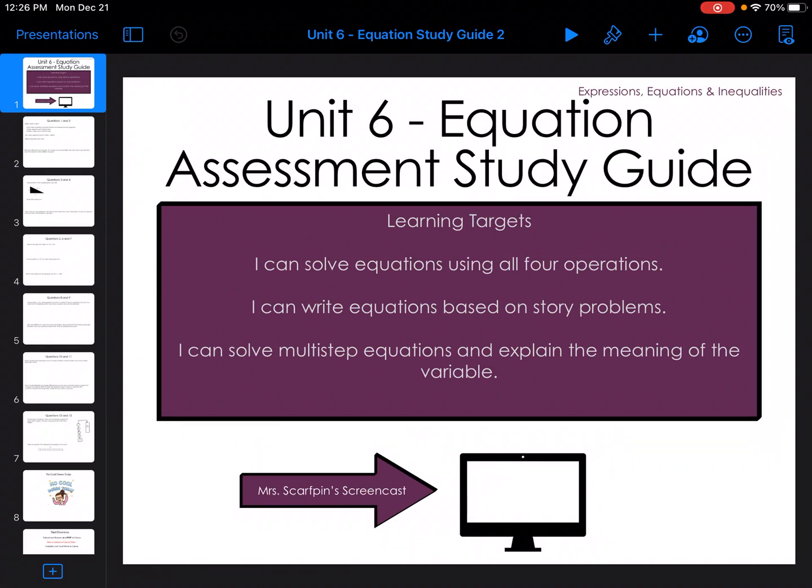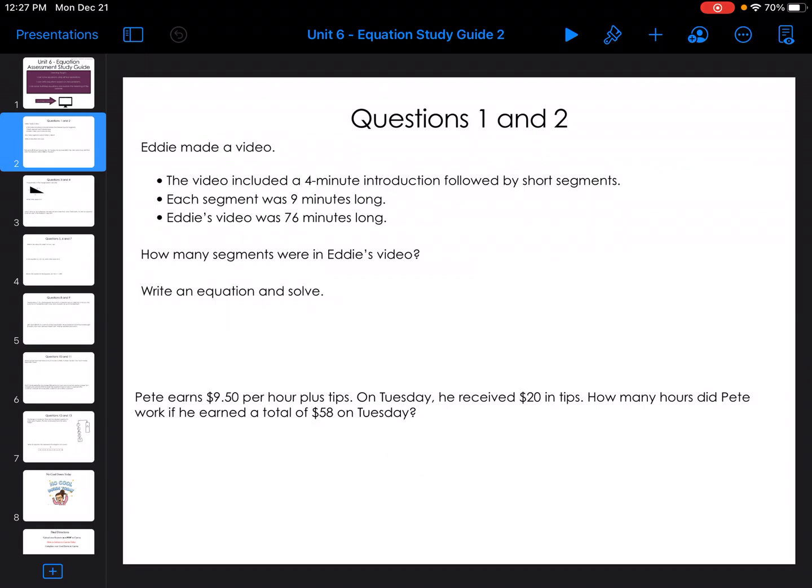We're doing our equation assessment study guide. I can solve equations using all 4 operations. I can write equations based on story problems, and I can solve multi-step equations and explain the meaning of the variable. All right, so Eddie made a video.